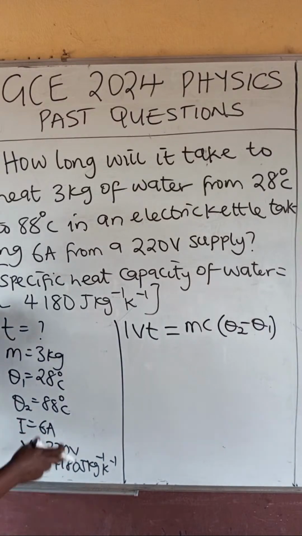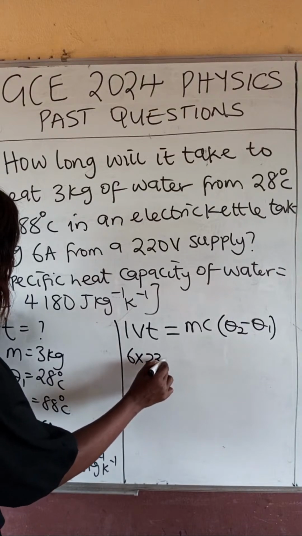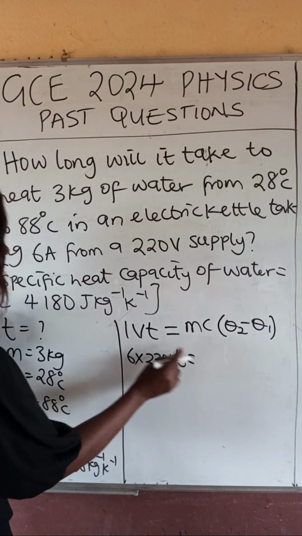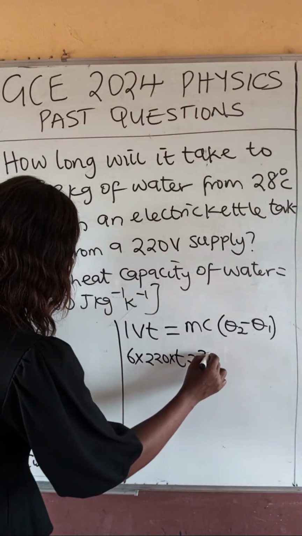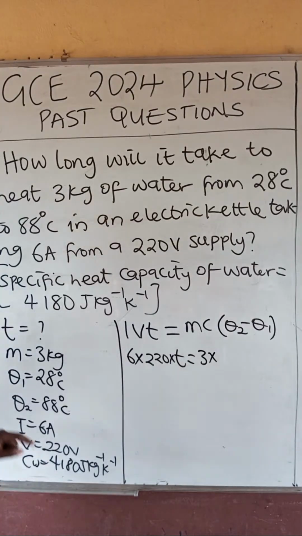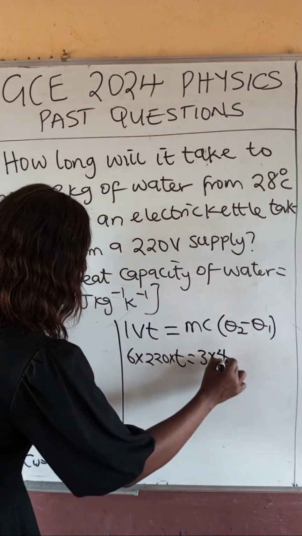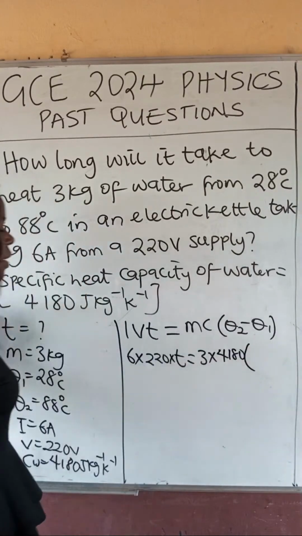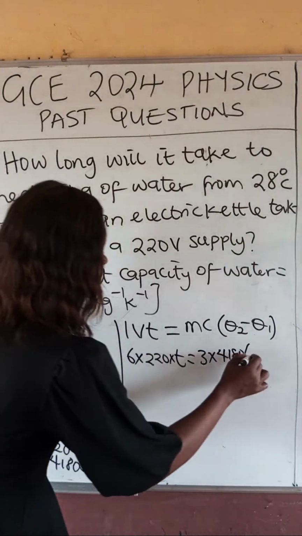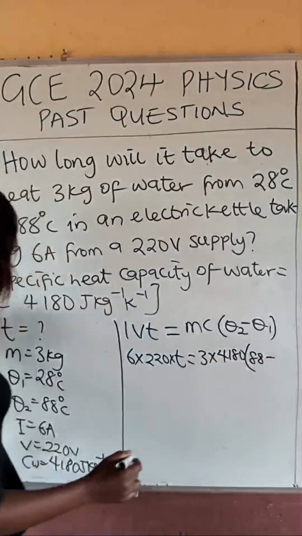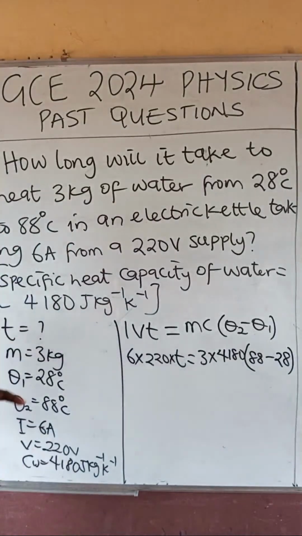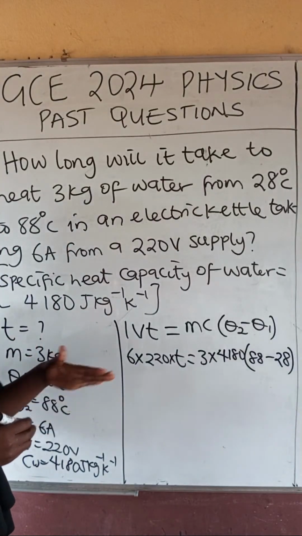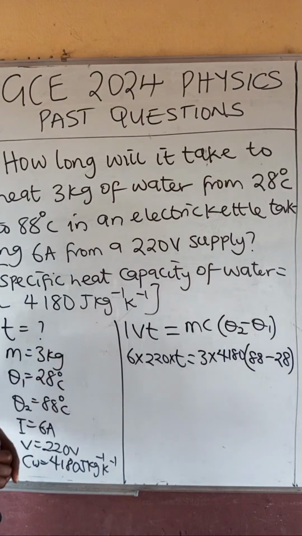So let's go. My current is given as 6 multiplied by potential difference, 220, multiplied by T, because I'm looking for T. Now, what is my mass? My mass is 3 multiplied by my specific heat capacity of water, 4180, brackets. What's my theta 2? 88 minus my theta 1, which is 28, right? So I'm going to use our calculator to multiply and see how we get our time.